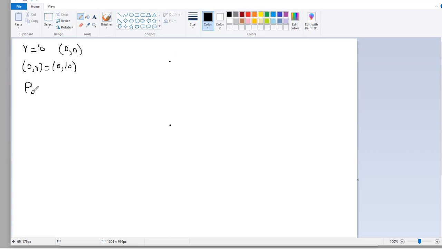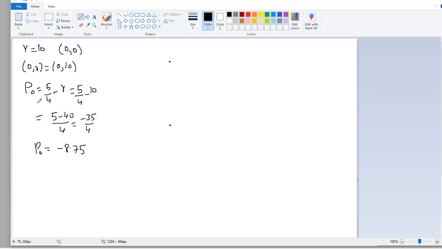And my P0 is equal to 5 by 4 minus R. This is equal to 5 by 4 minus 10. This is equal to what? This is equal to 5 minus 40 divided by 4. This is equal to minus 35 divided by 4. So this is equal to minus 8.75. That is the value of P0. So P0 is equal to minus 8.75 from here. I hope you understand this calculation.